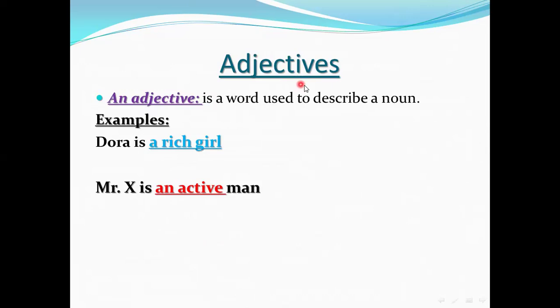Here we'll talk about the adjectives. This lesson I explained before and I will repeat it again today. What is the adjective? The adjective is a word that you use to describe a noun. When we say like this, a rich girl, an active man, here I describe the girl as rich and I describe the man as active.